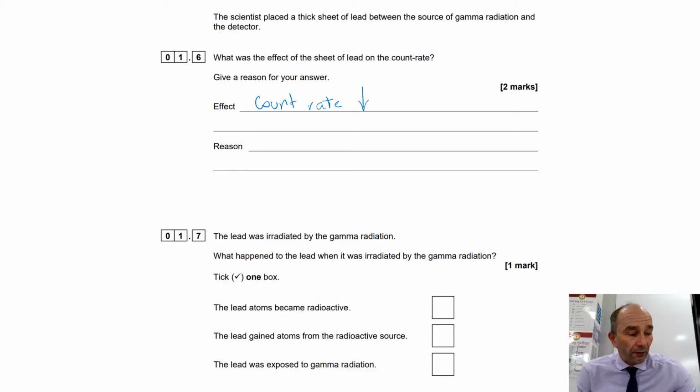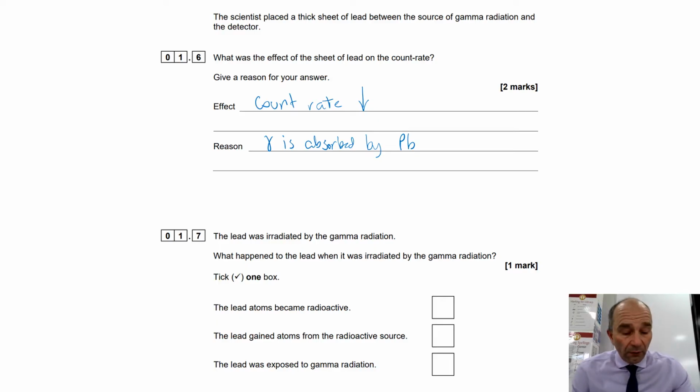Now, the best answer is to say that gamma is absorbed by lead, which has the symbol Pb. Now, you can also talk about the fact that gamma is blocked by lead. That would also be a completely acceptable answer. You could also talk about the fact that gamma cannot penetrate through thick lead, and so on. So make sure you're quite clear on that one. So count rate doesn't necessarily go down to completely 0, but it is very much reduced.